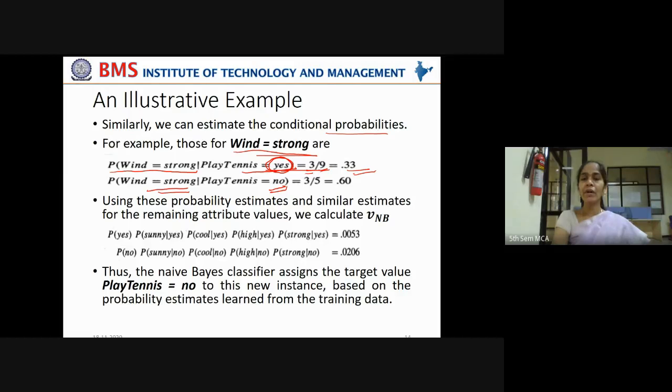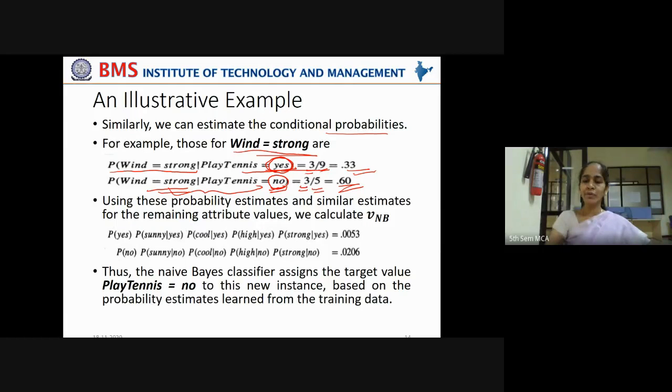In total, how many of the outcome labels are no? 5. Out of them, how many have wind equal to strong? 3. This combination occurs 3 times out of 5 total no outcome labels. So the probability is 0.60. Now we use this probability estimate and similar estimates for the remaining attribute values also.